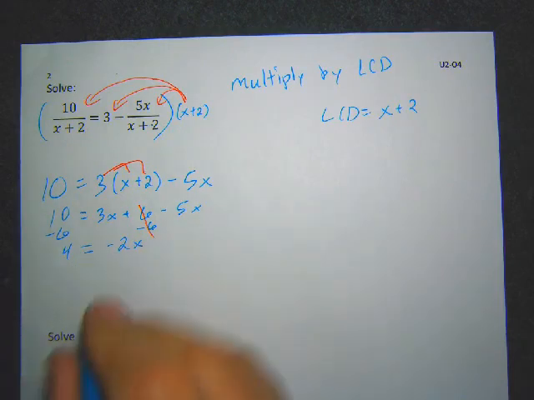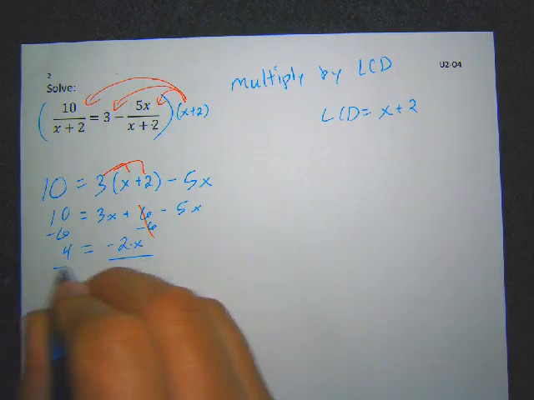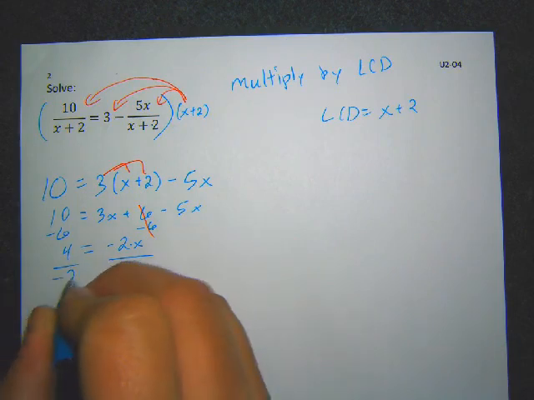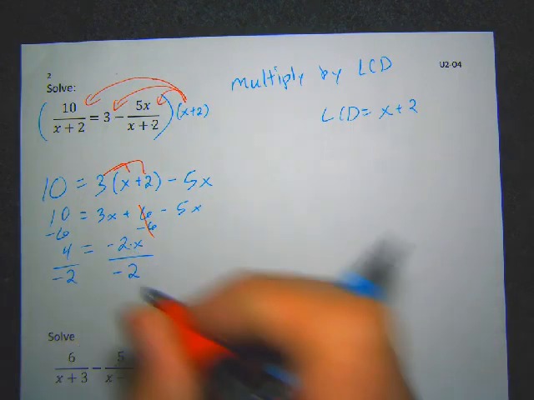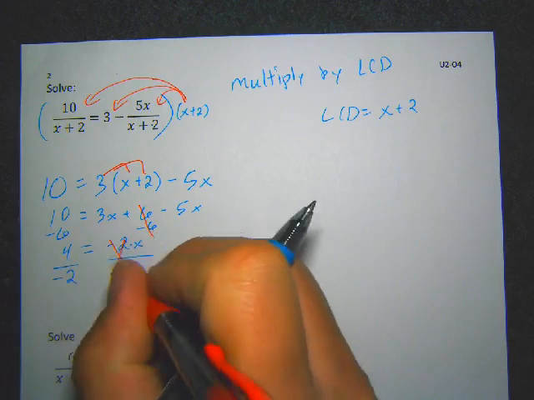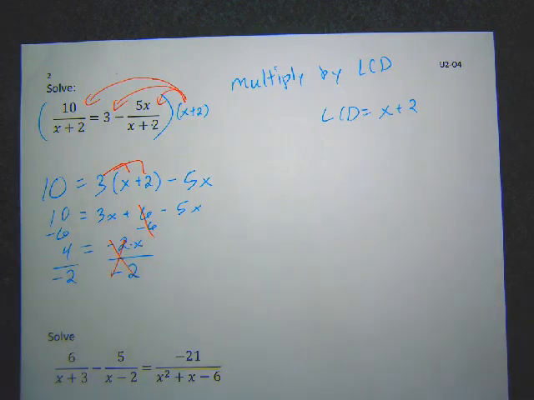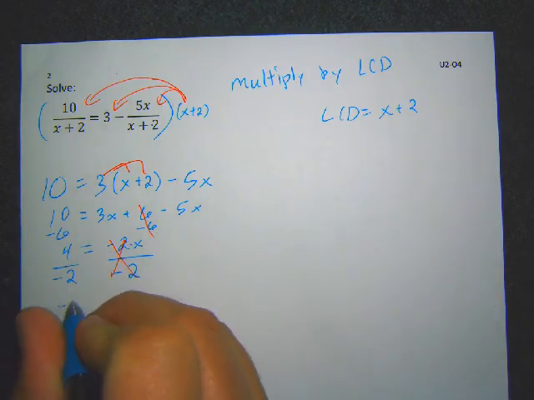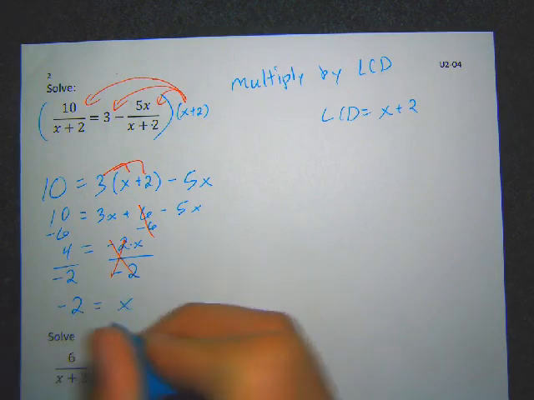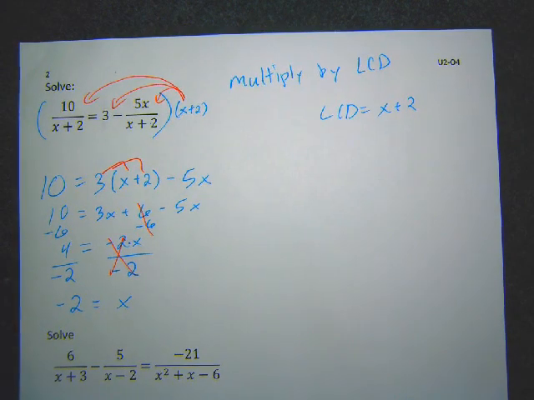I'm going to undo multiplication by dividing. I'm going to divide both sides by negative 2 because the opposite of multiplication is division. So I divide by the same number. That way they cancel. Multiplication, division, cancel. And 4 divided by negative 2 is negative 2. So I get that x is negative 2.